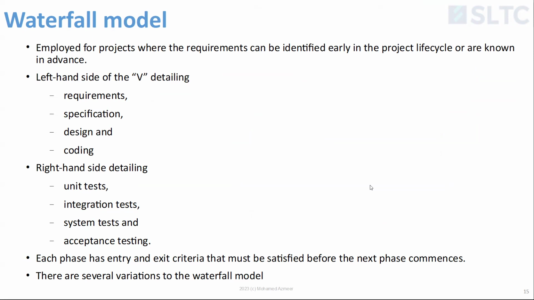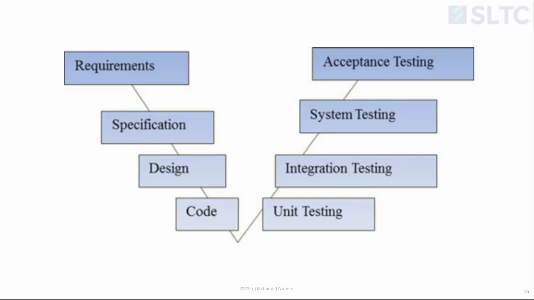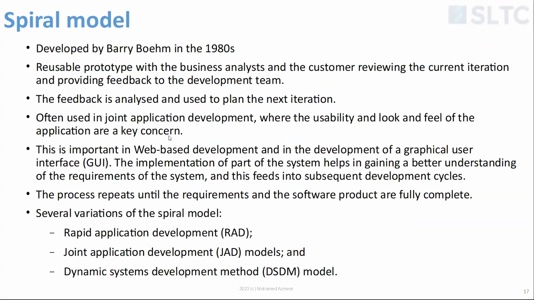So each phase has entry and exit criteria that must be satisfied before the next phase commences. So what does that mean? You can't start the specification phase without finishing the requirement phase. And also you can't say the specification phase is over without doing certain things, right? That is the output of that. So only when input and output are satisfied, you can say this box is complete, right?